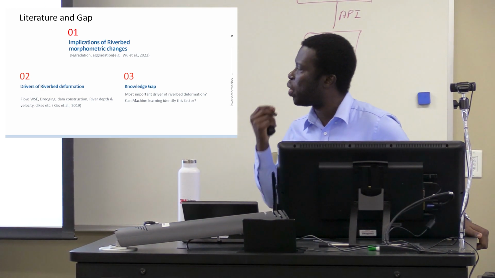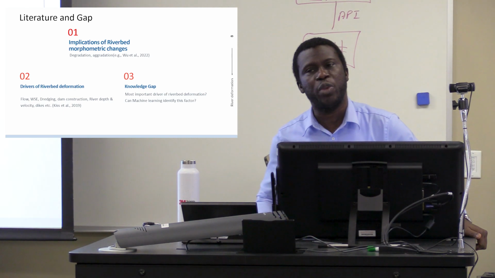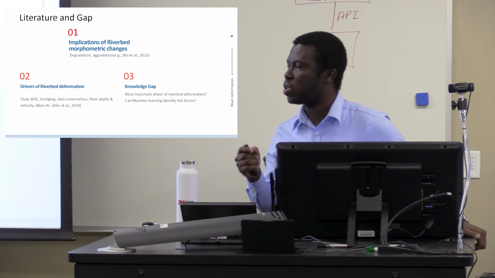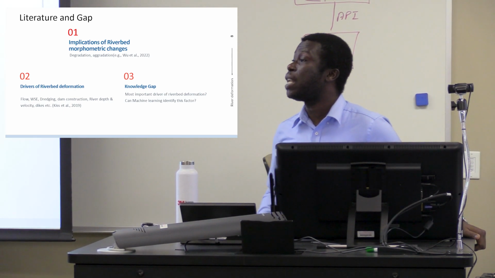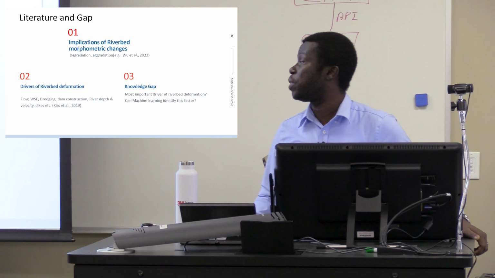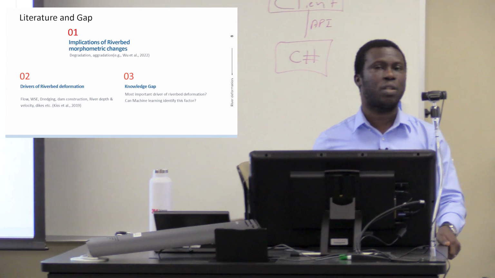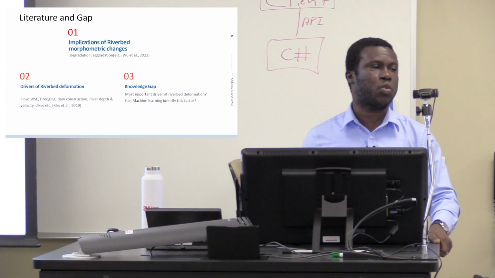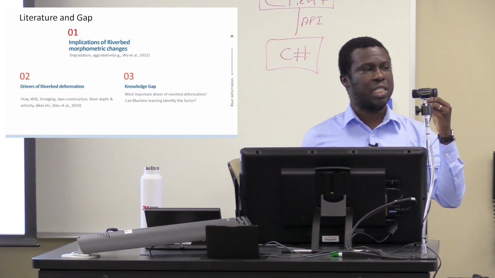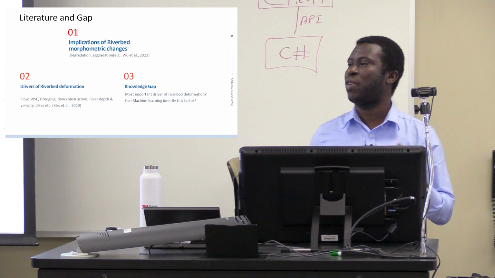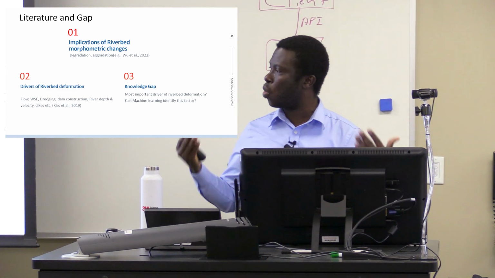So the question now arises as a knowledge gap. What is the most important driver of riverbed deformation? Can machine learning identify this driver? Is it possible? And how does this deformation impact inundation? All these questions are not really well developed within the literature, so this is part of adding to the growing literature.